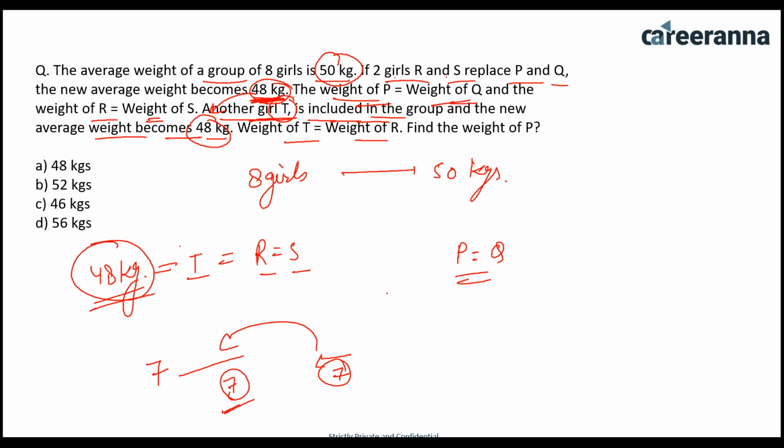Okay, now let's read this question again. As per the question, the difference between these two averages, 50 and 48, is 2. And why is it there? Because of these 2 people. Okay, what is the total weight previously? 50 multiplied by 8, which is 400, is it? Now, 48 multiplied by 8. Can you solve it for me?